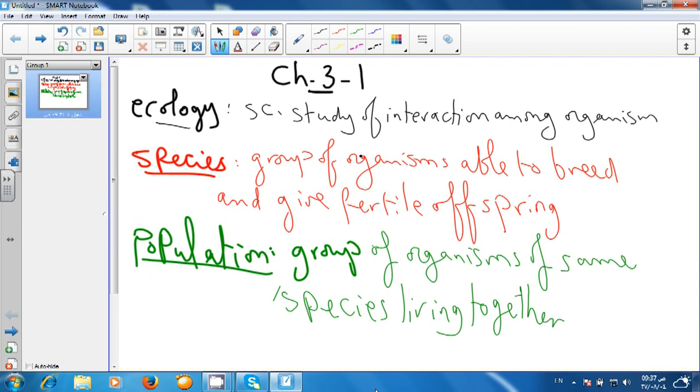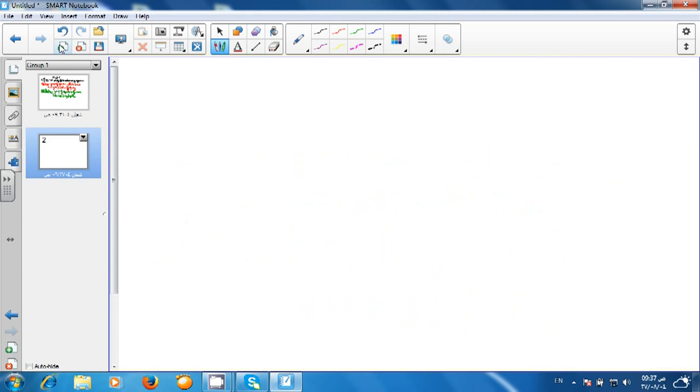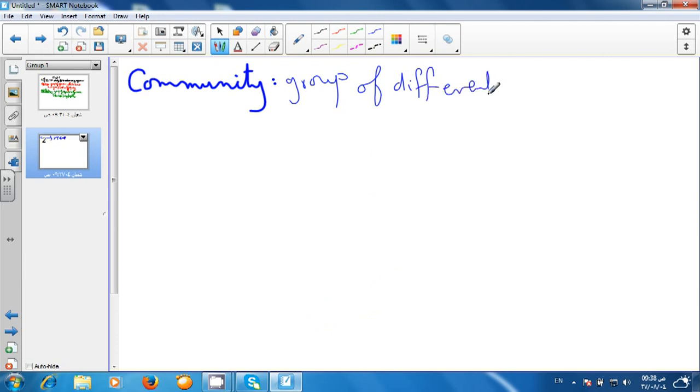So if we have a group of populations living together, now we have community. So community means a group of different populations, like population of giraffes and population of deer and population of plants and population of insects. Different populations living together, they make the community. Like even in our human community, when I say population of engineers and population of doctors, population of students, population of accountants, all together they make the community.